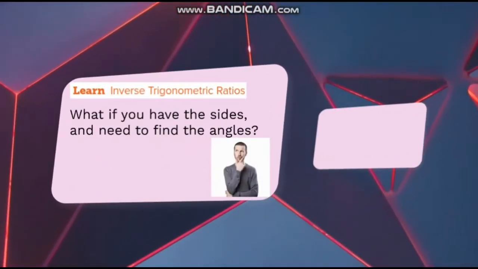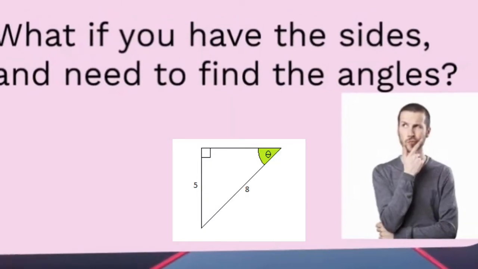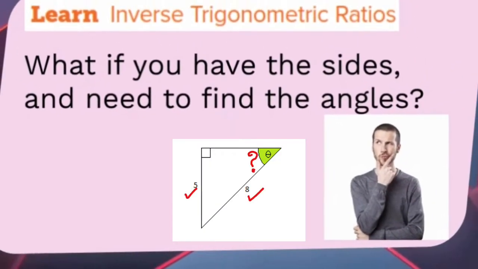In the previous video about trigonometry, we learned how to find a side length using the trigonometric ratios if you're given the angles. But if we have the sides and need to find the angles, what are we going to do?